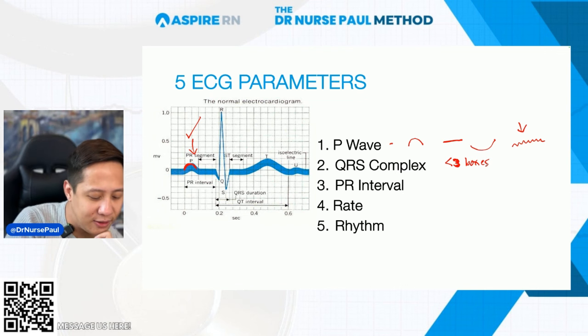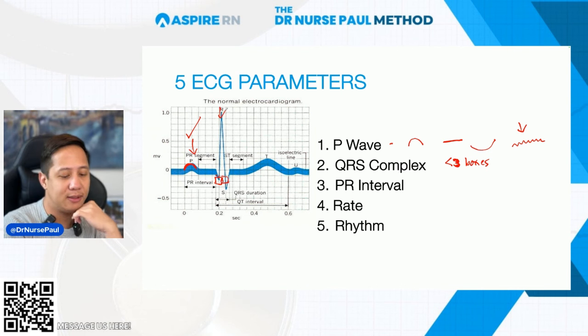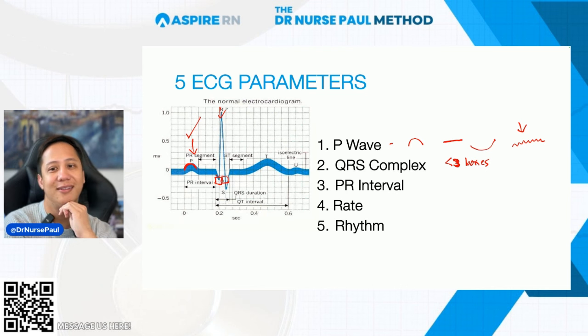Yes. So let's look at your picture. Your Q is here. That's your box. That's your box. That's like two boxes. Is that a normal QRS in the picture? Everybody who will succeed and pass the NCLEX, is this a normal QRS? Yes, because it's only two boxes. It's less than three boxes.